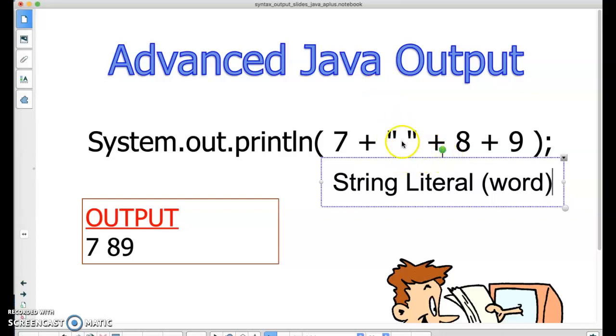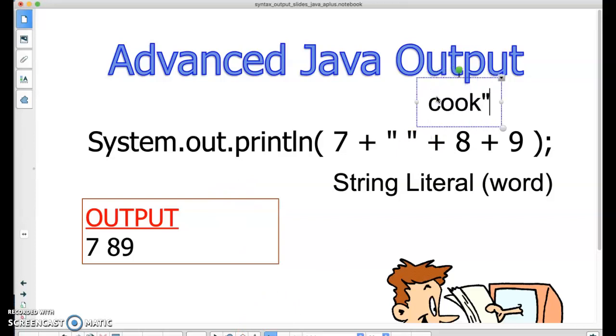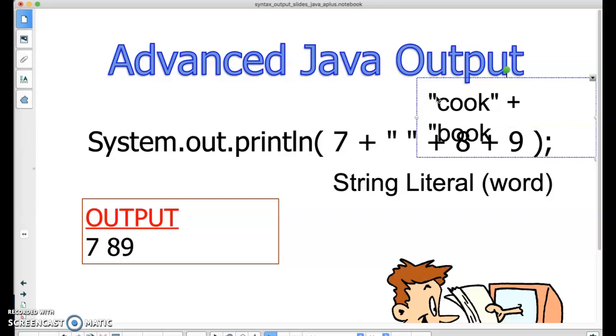So what it says is, because the plus sign can be two different things, the plus sign can be addition and it can be a concatenation. This plus after a string is automatically concatenated. So that means that 8 is like cook, and 9 is like book, and then together they're cookbook. Okay, that's what the 8 and 9 are.